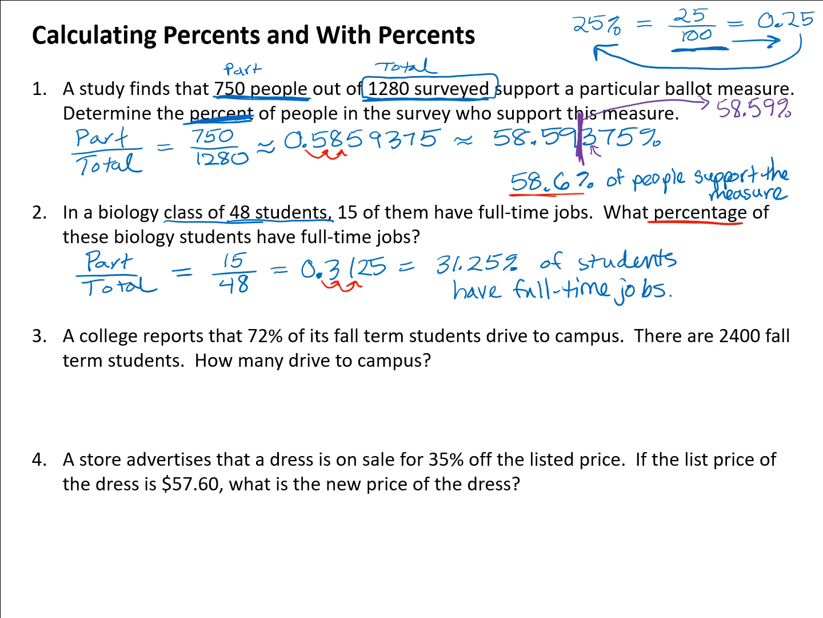Once again, doing a really rough check, 15 is well below half of 48. So half of 48 would be 24. So 15 is definitely well below 50%. So it makes sense that we're getting something that's quite a bit below 50% for our answer.